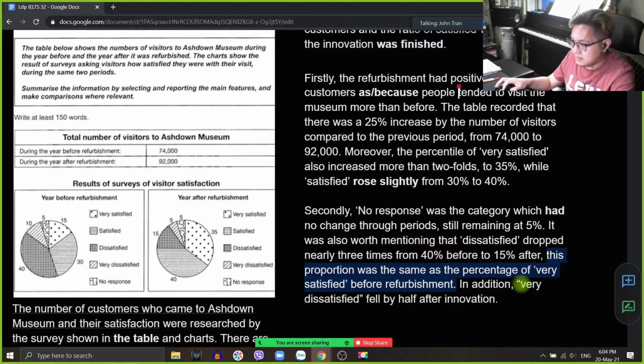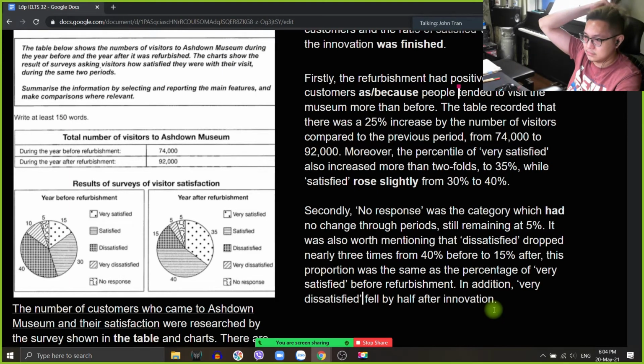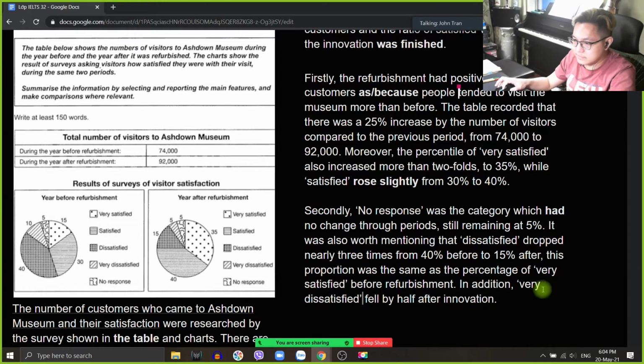In addition, very dissatisfied fell by half after renovation. Well, I mean, very dissatisfied. Cái khúc này giảm từ 10 còn 5 nè. This part, very dissatisfied, fell by half. Okay, you can see 10 to 5 after the renovation. It's a renovation, not innovation, okay? Chữ renovation mới đúng nha. Sự làm mới lại.